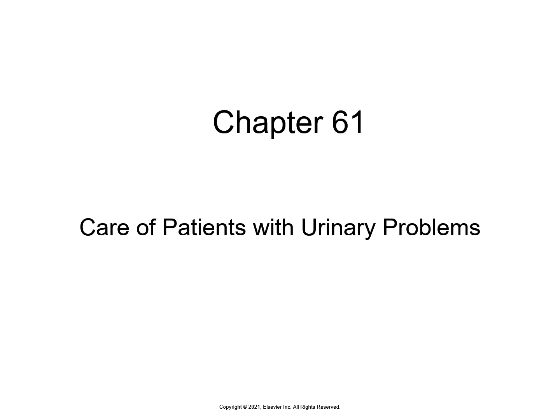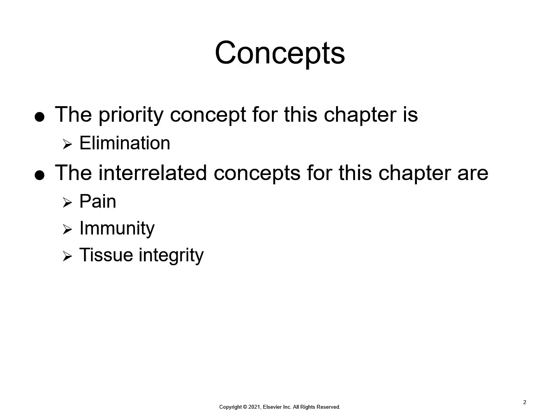So I'm back with Chapter 61. This is care of the patients with urinary problems. You have some pretty basic concepts here. Again, we're going over elimination. The priority concept is elimination. The interrelated concepts for this chapter are pain, immunity, and tissue integrity.